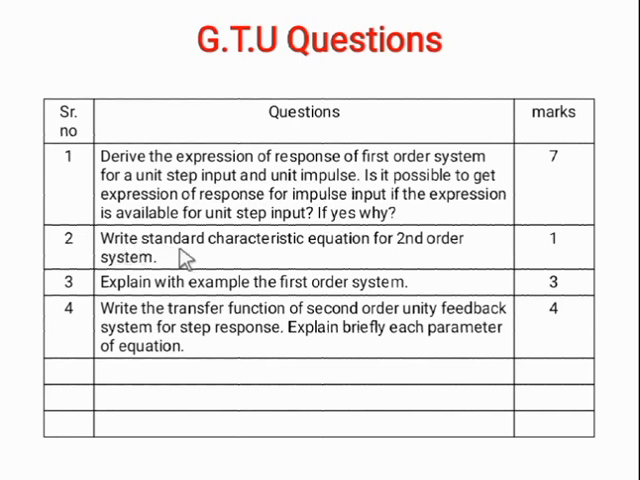Write the standard characteristic equation of the second order system. The standard equation of the second order system is omega n square divided by s square plus 2 zeta omega n s plus omega n square. It may be asked in 1 mark definitions. Third one is explain with example first order system. It may be asked for 3 marks in your G2 examinations. Last one is write the transfer function of second order unity feedback system for step response and explain briefly each parameter of the equation. This question may be asked in the G2 examination for 4 marks.